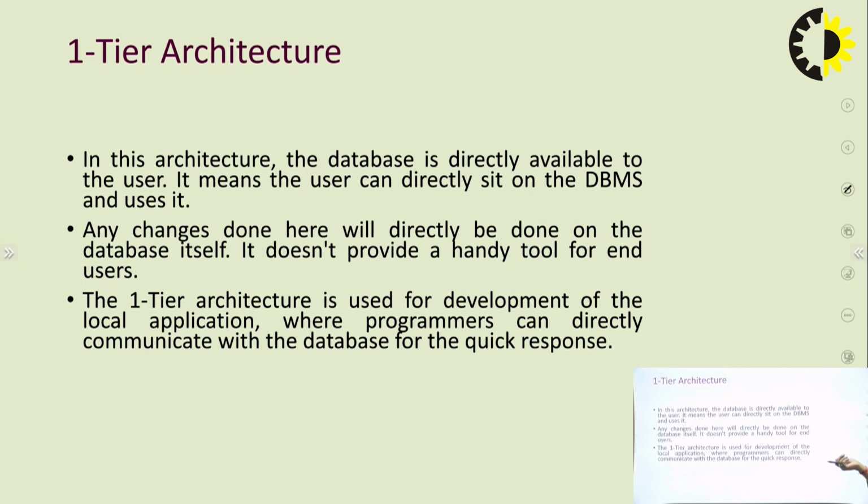Talking about 1 tier architecture: the database is directly available to the user. It means the user can directly sit on the database and use it. Any changes are done directly by the database itself. The 1 tier architecture is used for the development of local applications, when the programmer can directly communicate with the database for a quick response. Then we can use the 1 tier architecture.